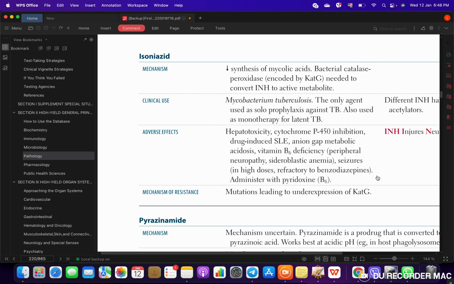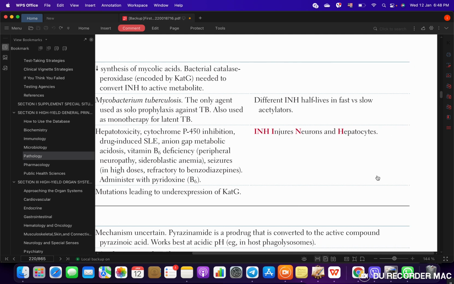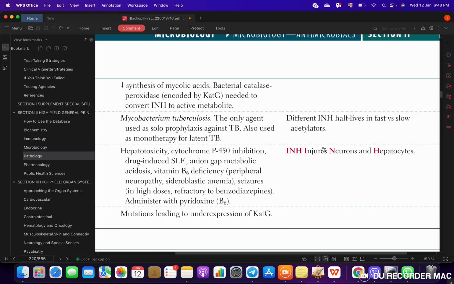Guys, for your future work, anytime you have a patient with seizures, don't think it twice. Take that benzo drug and inject it to the patient. The seizure will stop, okay? So, the clinical use, different isoniazid half-lives in fast versus slow acetylators, which is something to keep a look at. Why? Because that defines the dose, if you should give a high dose or a low dose.